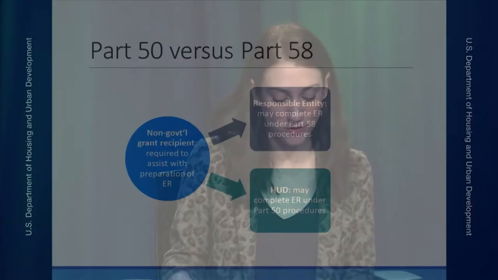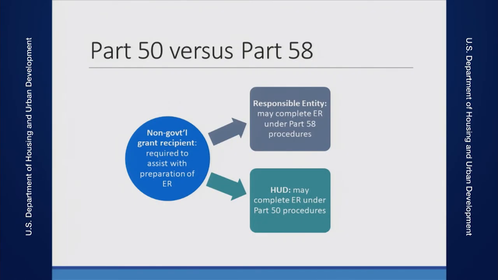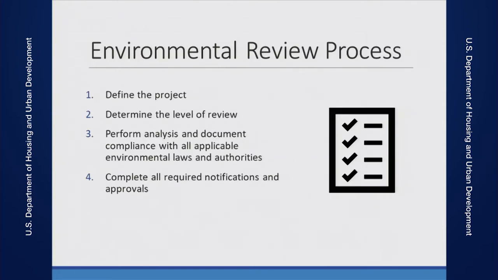So to recap, we have two different procedures for conducting environmental reviews at HUD. Under Part 58, a responsible entity completes the environmental review. Under Part 50, HUD conducts the environmental review. Either way, it's the responsibility of any non-RE recipient to help the responsible entity or HUD to prepare the environmental review by assembling the initial documentation and submitting it to the person responsible for completing the review. There are different ways of defining the steps in the environmental review process, but this is how I look at it. First, you define the project.